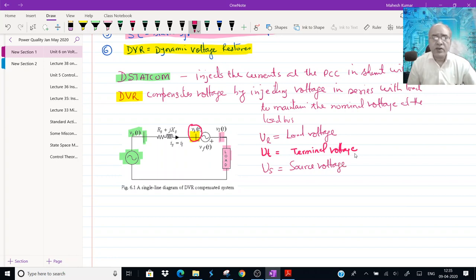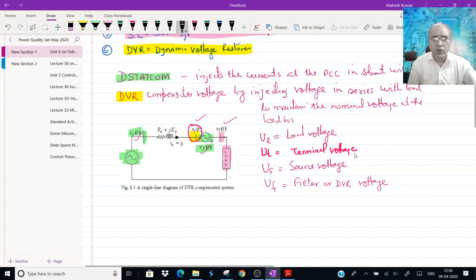One more is there, it is called DVR voltage. So this is actually DVR voltage, VF, because we are injecting the voltage VF. Okay, so we have one more voltage VF, or filter voltage, or DVR voltage. So in this simple circuit we have four voltages: source voltage here, and this is the terminal voltage, this is the DVR voltage, this is the load voltage, correct?